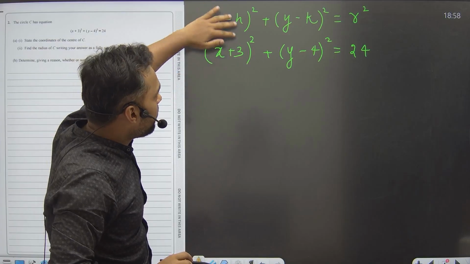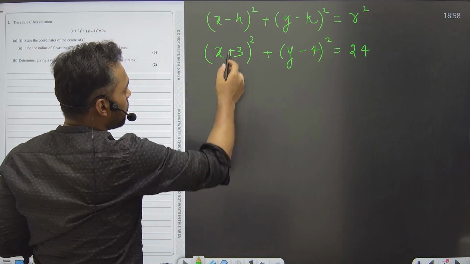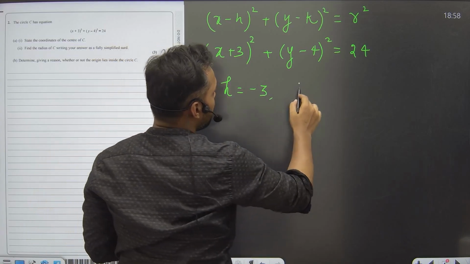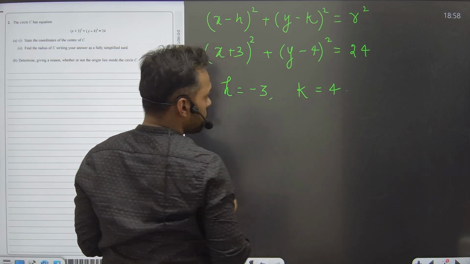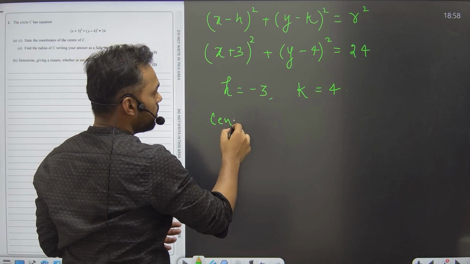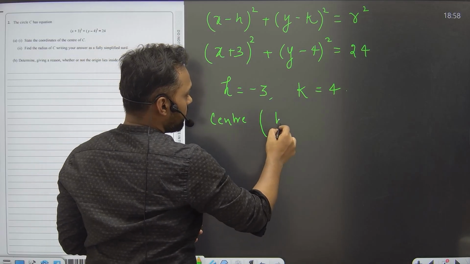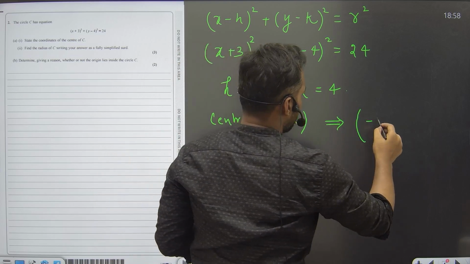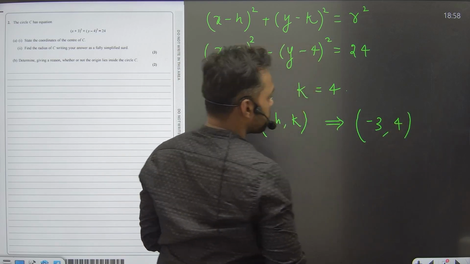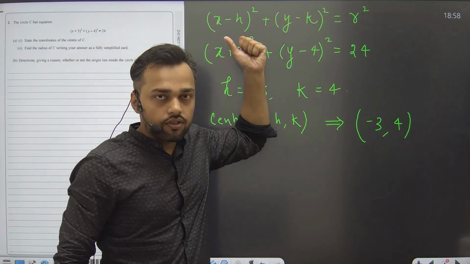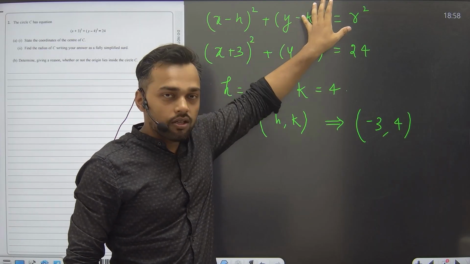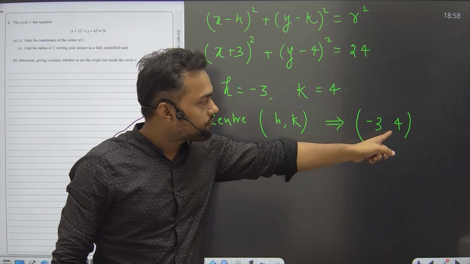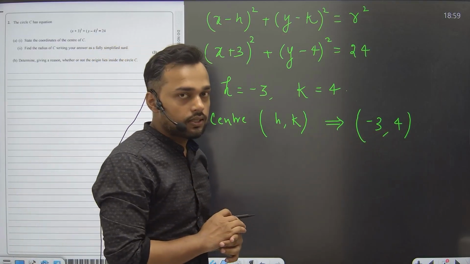Okay, now if I compare both of the equations, from here you can see h will be negative 3 and similarly k will be positive 4. So the center will be, we know the center is (h, k), that means the center will be (-3, 4). This is the general equation of the circle, students. I have just compared the general equation of the circle with the given equation. So we are getting the values (-3, 4). This is the center of the circle.